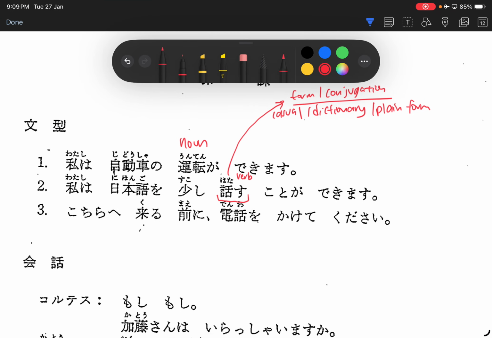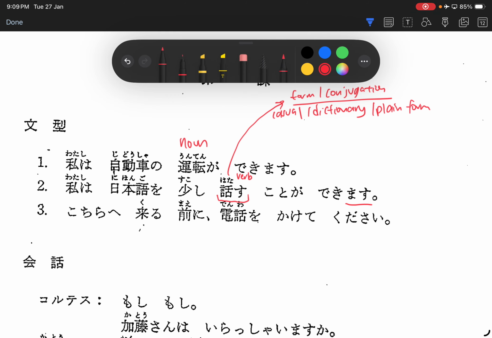So dictionary form means it is the plain form. We use it like a casual form like that. So when you say hanasu, it's more casual than hanashimasu, right? So in a way, we don't use it to end a sentence, unless you're talking to your friend. However, in this case, we still use it. Why? Because at the back is what? Dekimasu. So dekimasu, there's still a mas, so it is still a polite sentence.